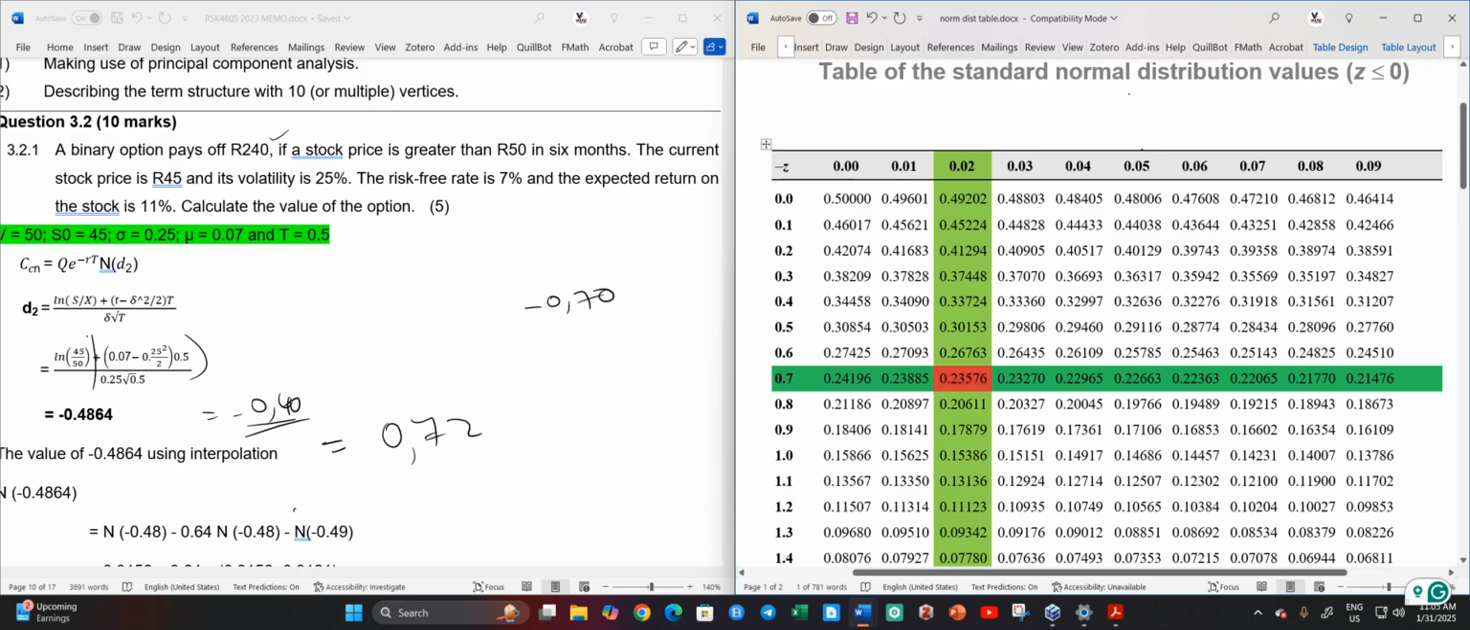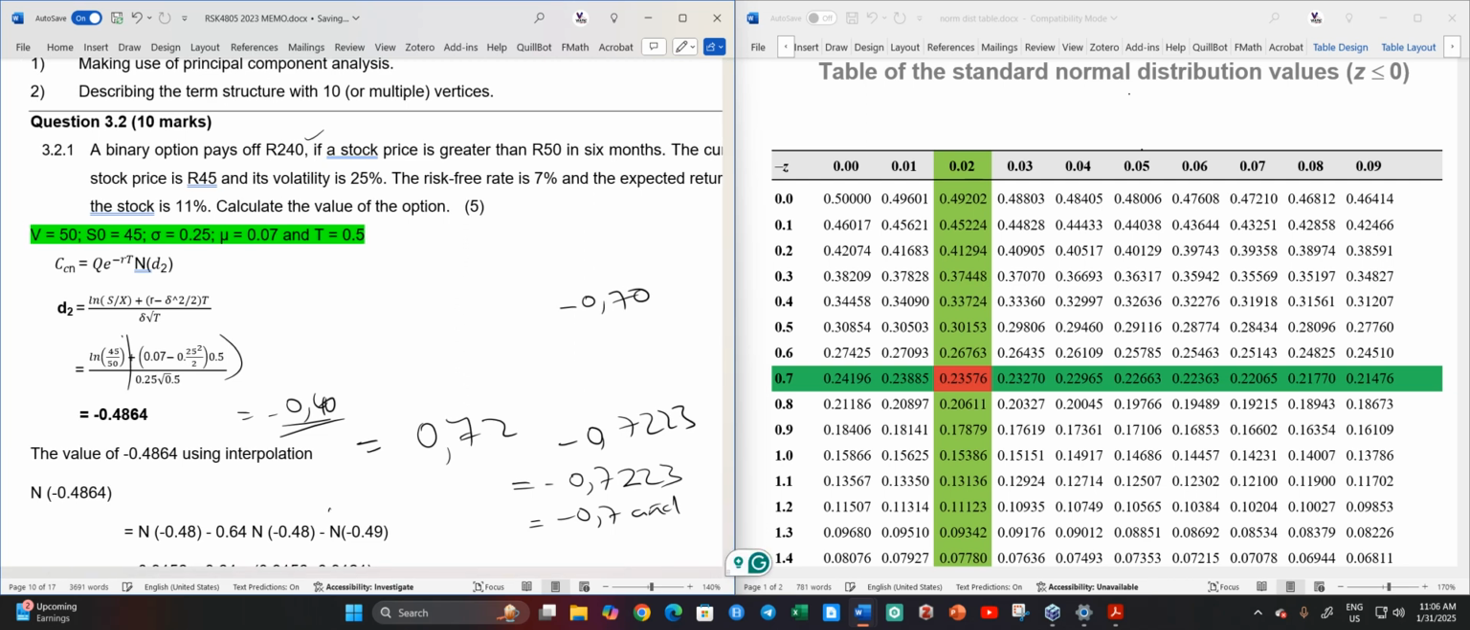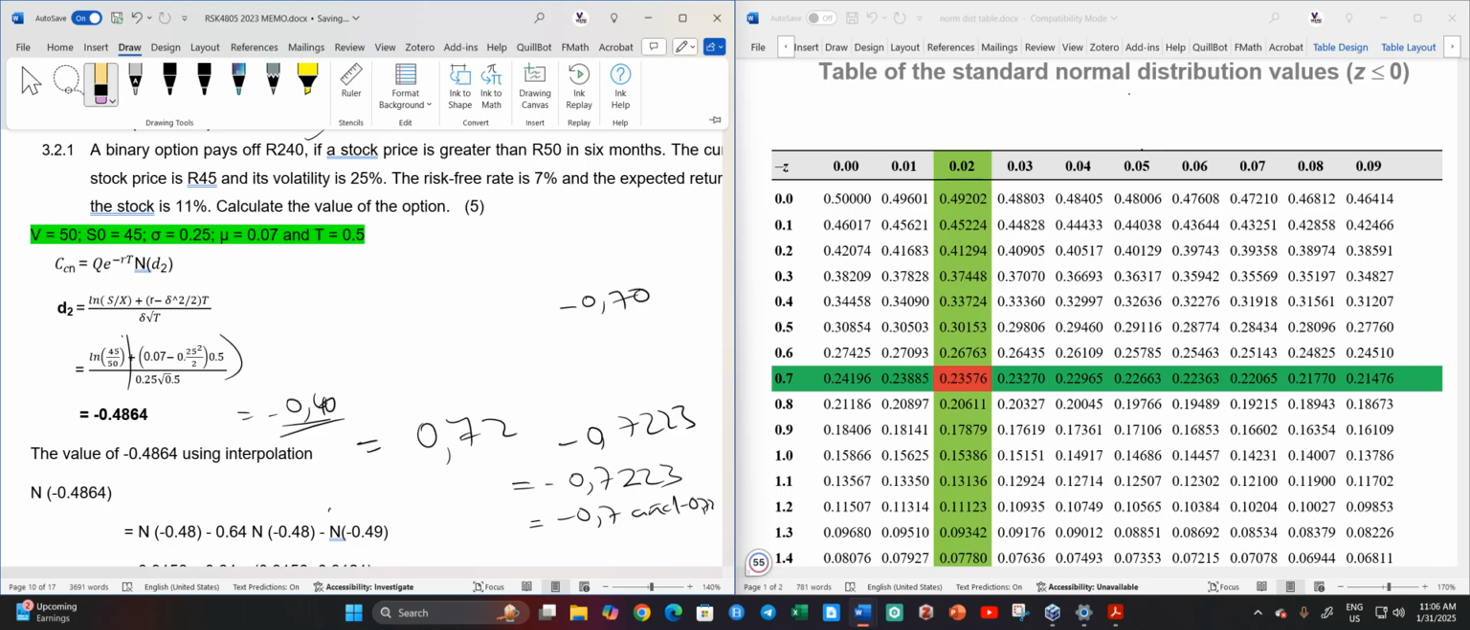But now we also have a situation when we have minus 0.7223. How are we going to get it? What we are sure of is that minus 0.7223 is in between minus 0.72 and minus 0.73. I'm sure you agree, right? So because we can have 4 decimals, we will need to interpolate.